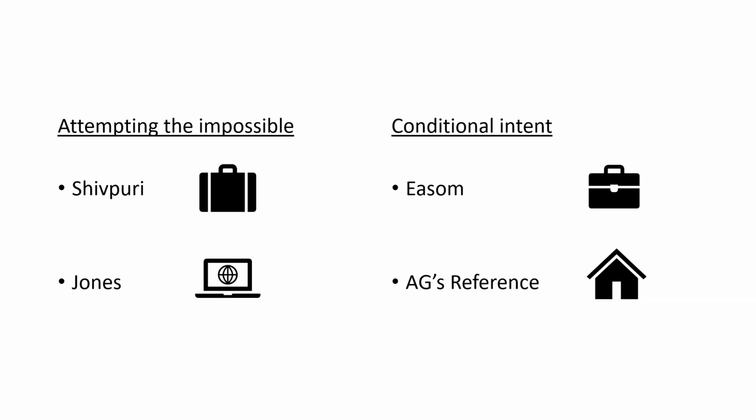Now that was closed by AG's reference, and AG's reference is a case where they were in a building looking for something to steal, essentially. That's all you need to know about the facts for that one. And AG's reference actually overruled ESOM and said you can be guilty of conditional intent. So just because you didn't intend to steal anything specific, essentially, you can still be guilty, and that's called conditional intent. So you can refer to that in the scenario in the exam. But just remember that AG's reference has overruled ESOM now, so you can be guilty of attempting the impossible.